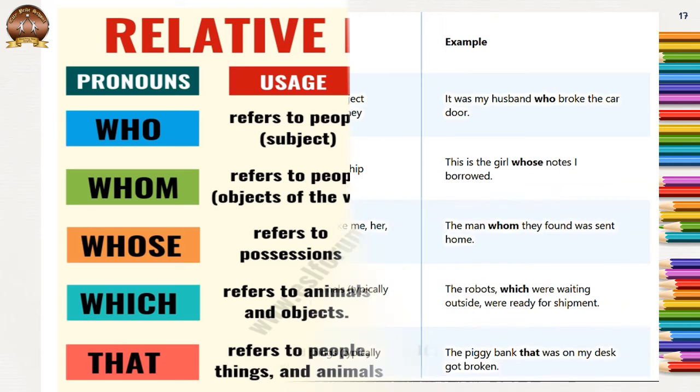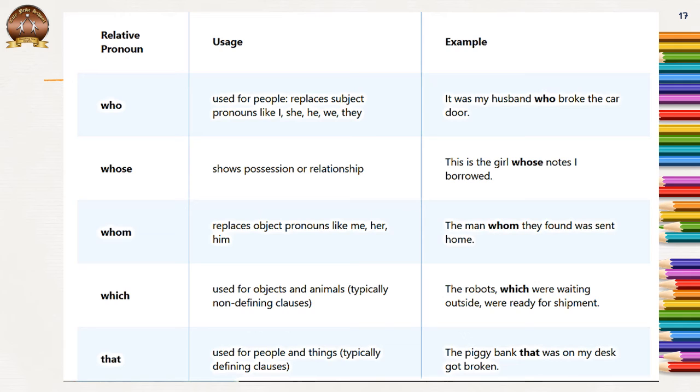Now in this slide, we will see further explanation of the usage of the same relative pronouns, with examples. Who is used to replace, as you know, the subject pronouns like I, she, he, we, they. Then whose shows possession or relationship. Then whom replaces object pronouns like me, her, him. And which is used for objects and animals. Simply, all pronouns replace, but we have to remember for what each is used. So which is used for objects and animals, not for people. That's what we have to keep in mind.